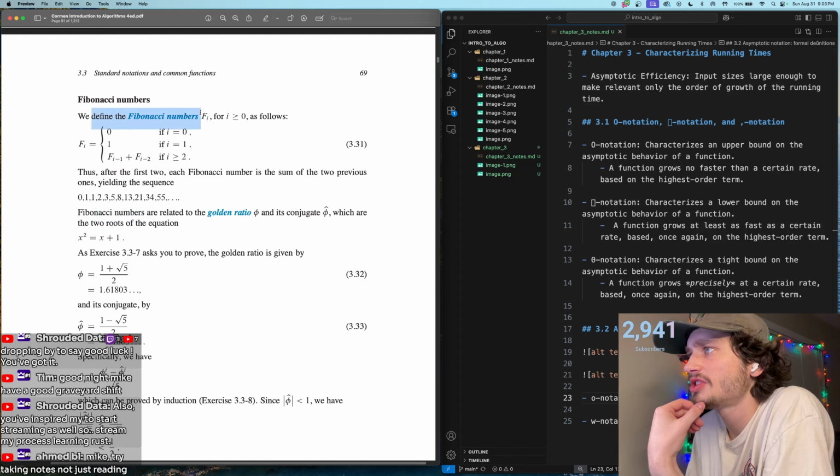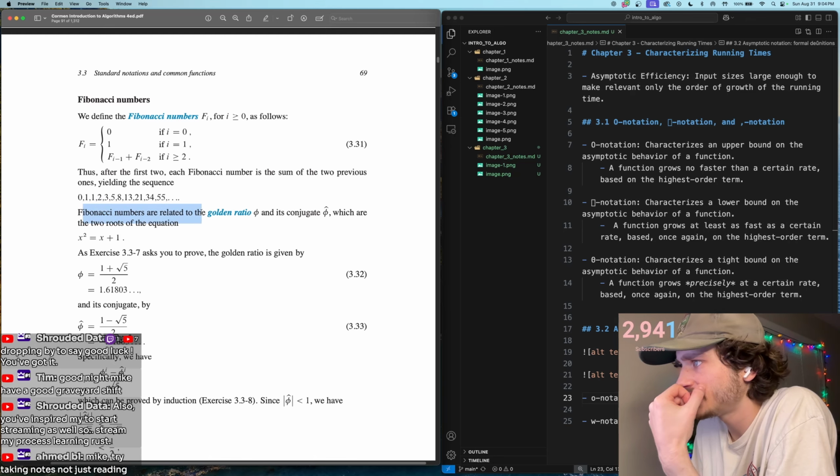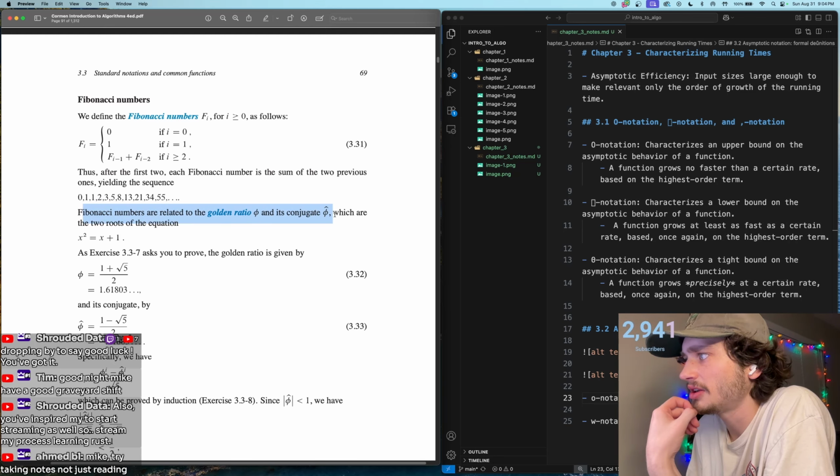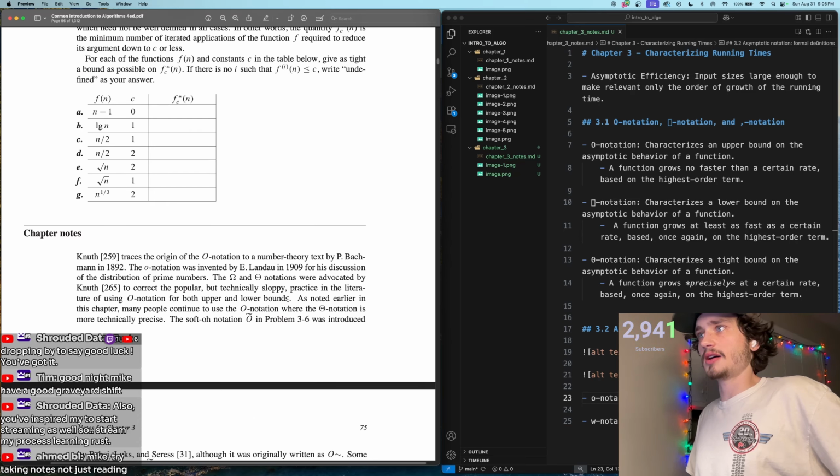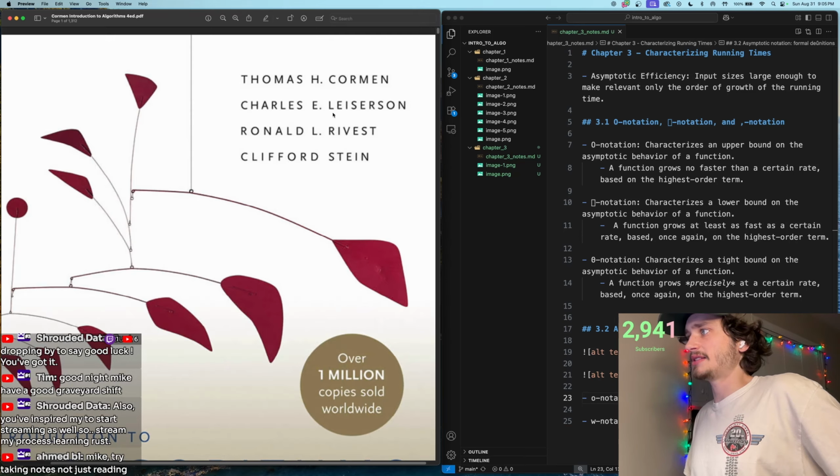We define the Fibonacci numbers as this. Thus, after the first 2, each Fibonacci number is the sum of the 2 previous ones, yielding the sequence shown, the sum of the 2 previous numbers. Fibonacci numbers are related to the golden ratio and its conjugate, which are the 2 roots of the equation. That was Chapter 3 of Introduction to Algorithms by CLRS.